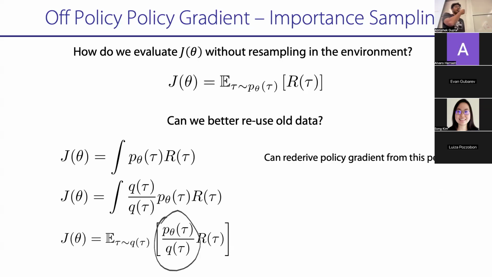And so, okay, how do we compute? We're going to choose a particular type of q. We're going to choose a particular type of p theta, and we're going to show that you can use importance sampling to do this.